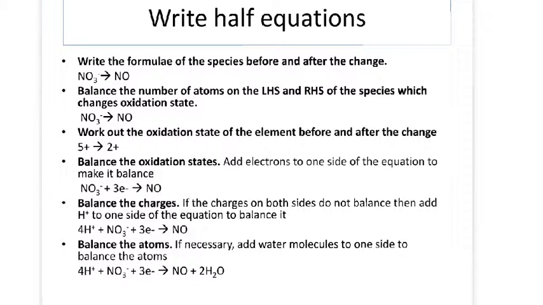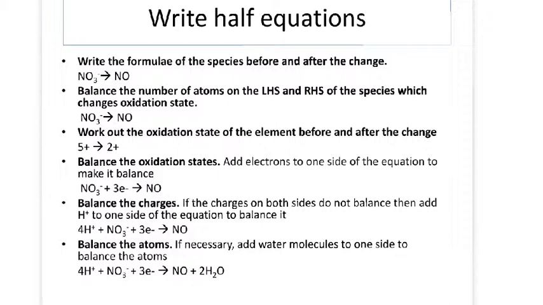Once we've done this, we need to balance the charges. Now we didn't need to do this last time because in the simple example we did on the previous slide, they'd already balanced. But this time, if you look on the left hand side, there's a 4- charge and there's no charge on the right hand side. So to make this balance, we need to add some H pluses. Hopefully you can see that you need to add 4 pluses to the left hand side, and we can do this by adding 4 H pluses. So it then becomes 4 H+ plus NO3- plus 3 electrons gives NO.